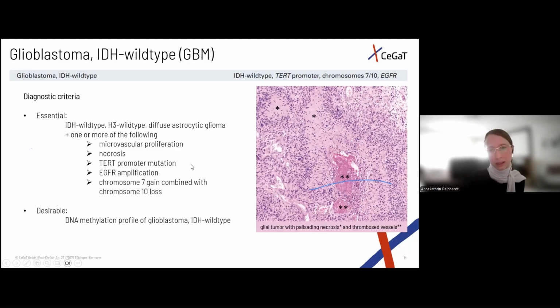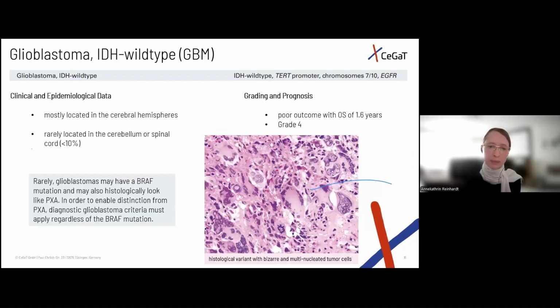And then a TERT promoter mutation can be a criterion in combination with IDH wild type, of course, because if it was IDH mutant, you have to think about oligo. An EGFR amplification or a chromosome 7 gain combined with the chromosome 10 loss, which is called 7/10 signature in the neuropathology slang. So yeah, these are the criteria for glioblastoma.